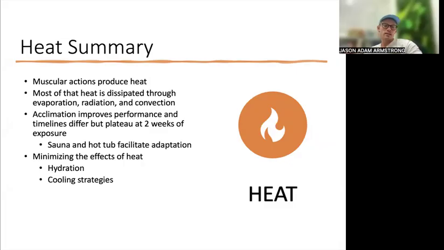We minimize the effects of heat by focusing on that wet bulb globe temperature. You need to know risk and how that changes prescription. You don't need to know those charts, by the way. You just need to know that that's a tool you would use to monitor risk. To minimize the effects, though, appropriate hydration and cooling strategies can be used.